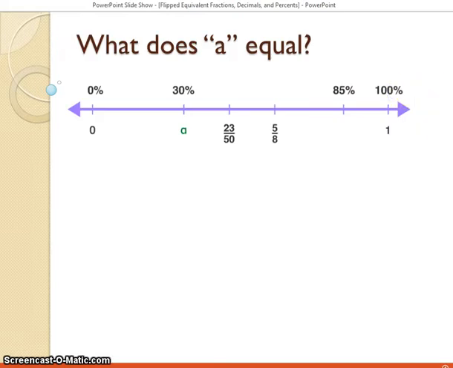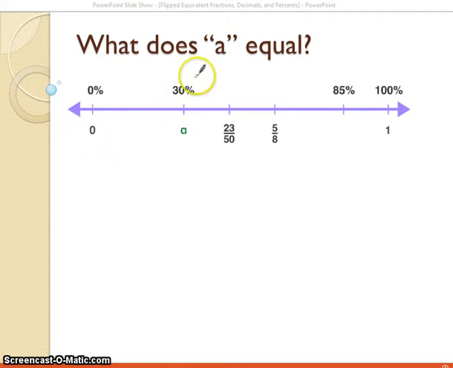So let's look at this number line and let's try to figure out what A equals. Now, look along the bottom. What forms are these written in? Fractions. Even 1 is a fraction, 1 out of 1. Even 0 is a fraction, 0 out of 1.